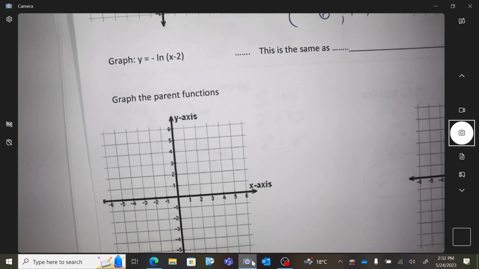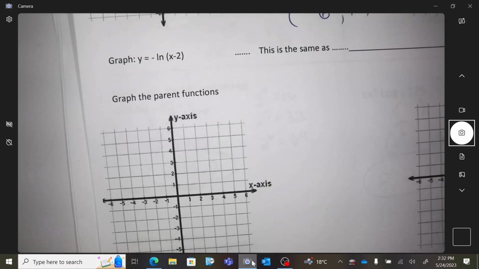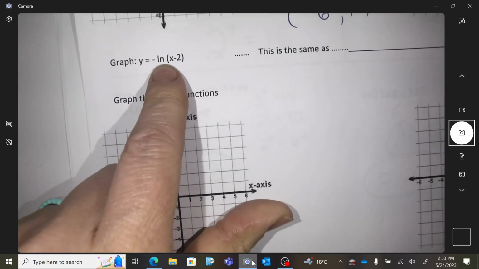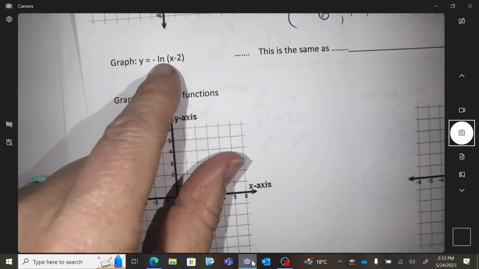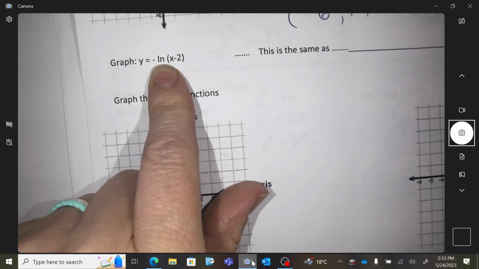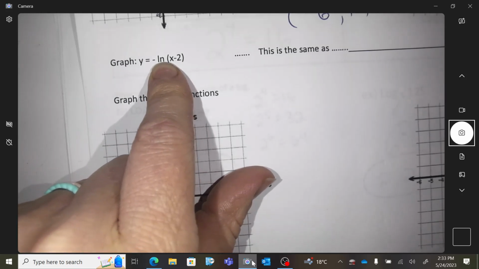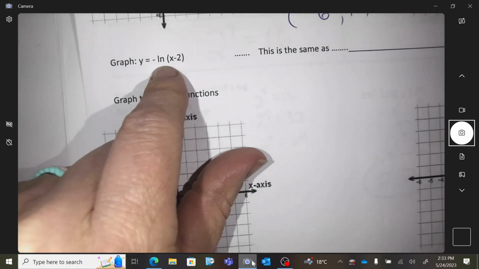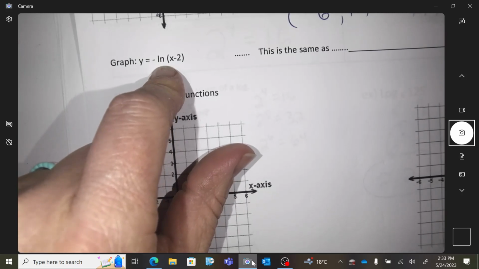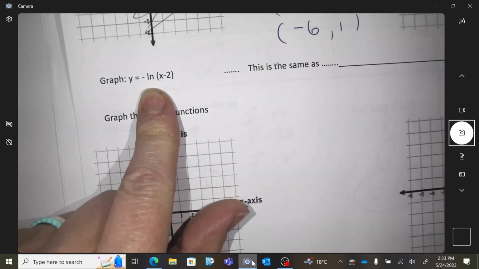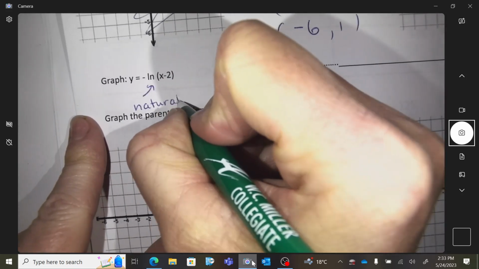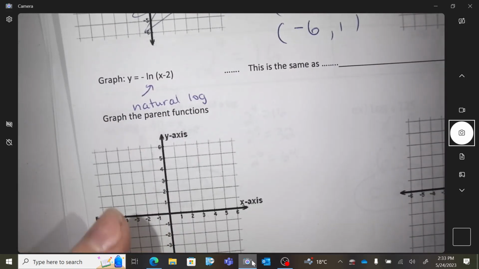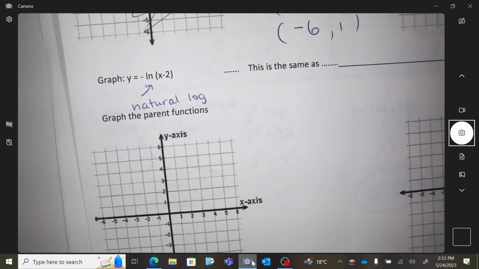Okay, so this is a new thing. Normally we have been seeing log here. And this is a question I skipped because it's different. Instead of saying log, it says ln, which means natural log. It's the natural logarithm.